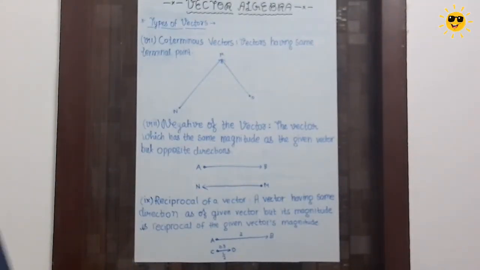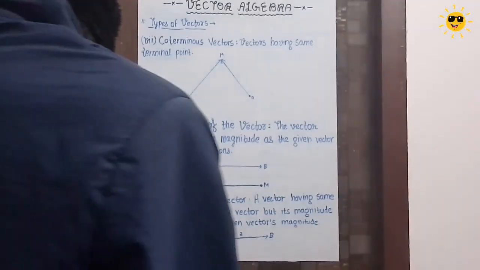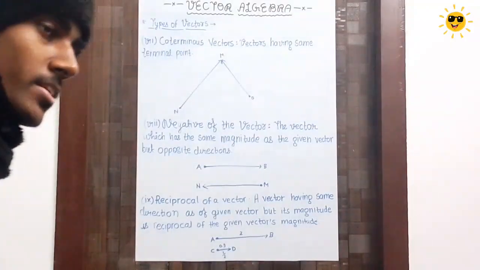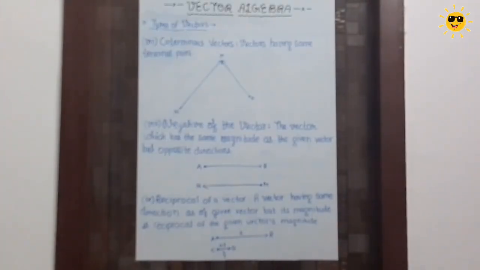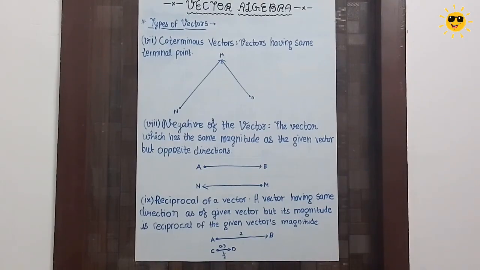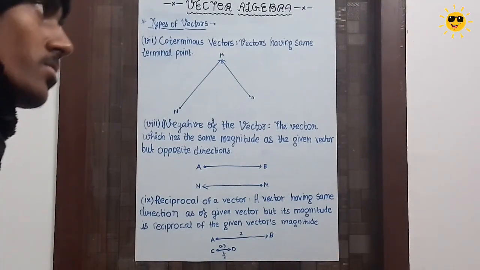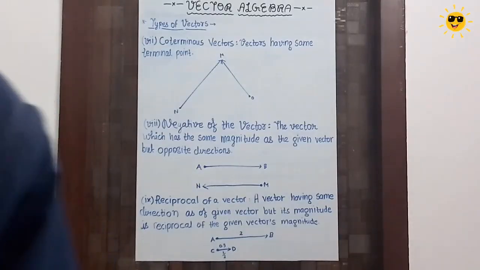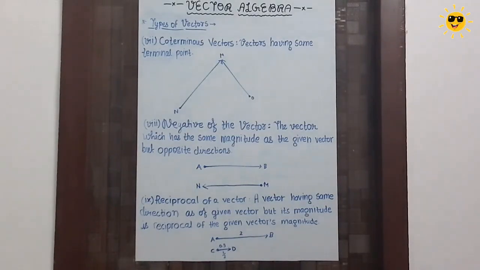So here, a quick recap: coterminous vector, a vector having the same terminal point; negative vector, a vector having the same magnitude as the given vector but total opposite direction; and reciprocal vector, a vector having the same direction as the given vector but its magnitude is the reciprocal of the given vector's magnitude. So let's move to the final 3 vectors, which are very easy.